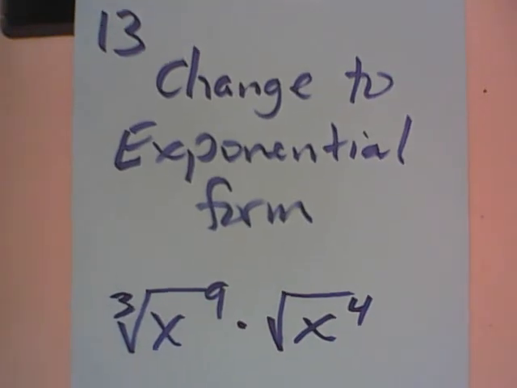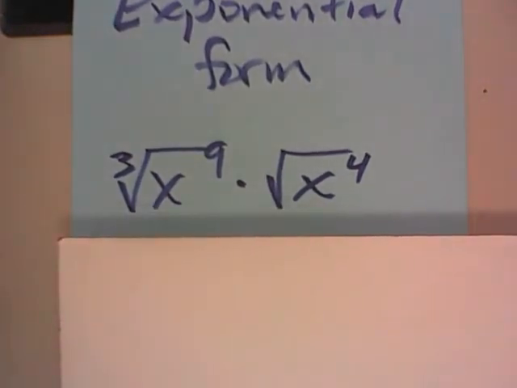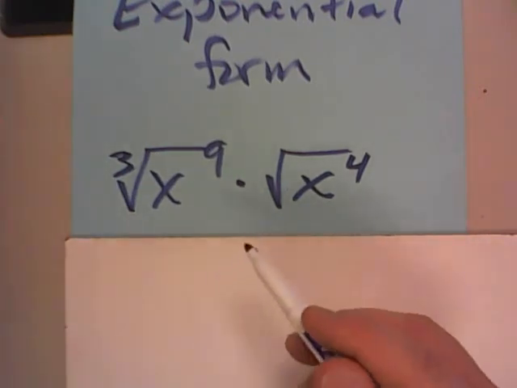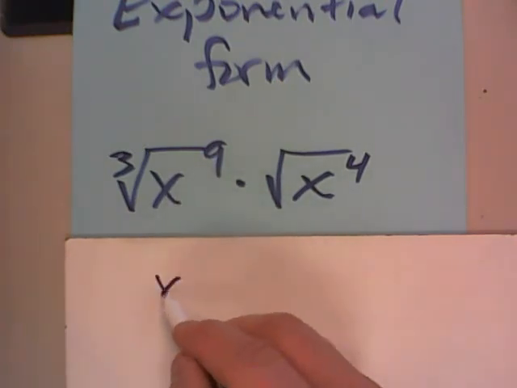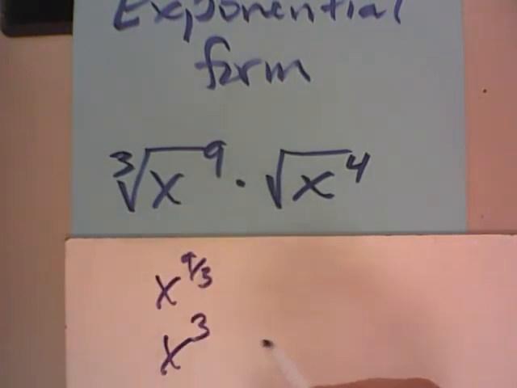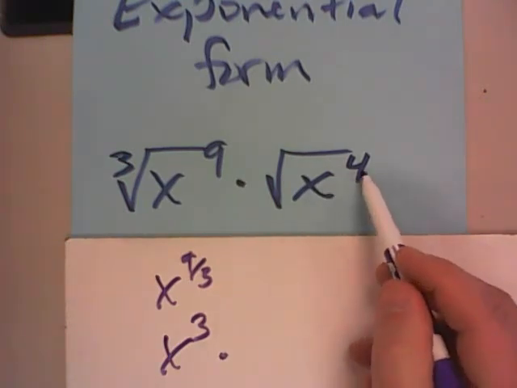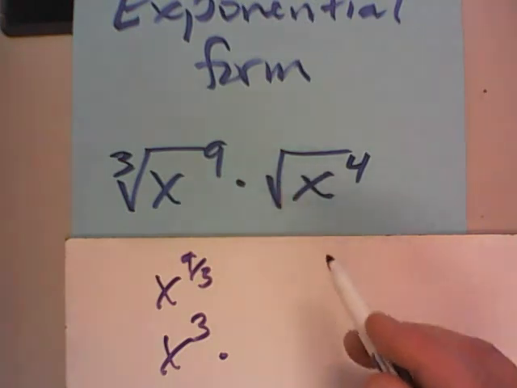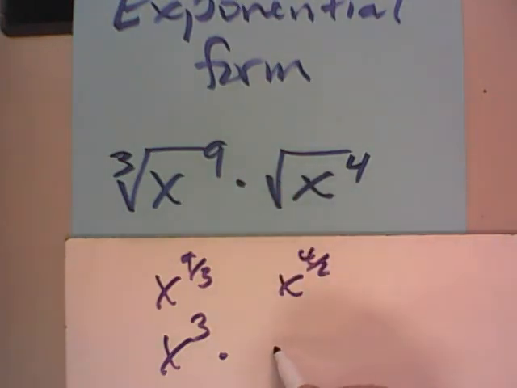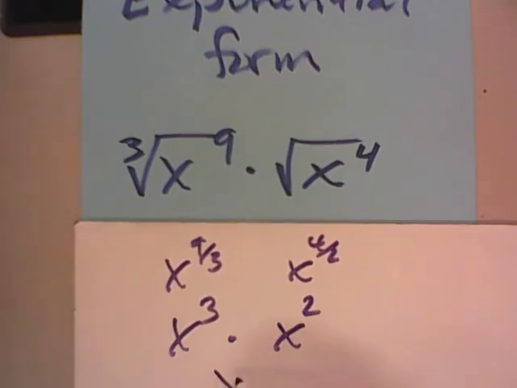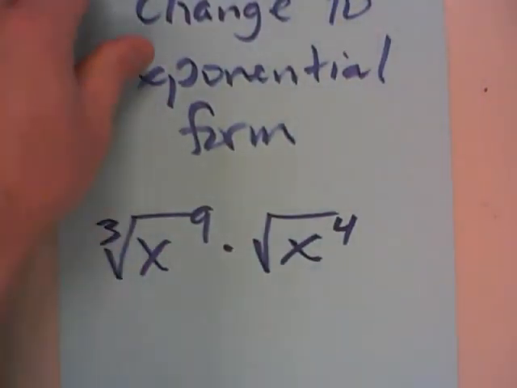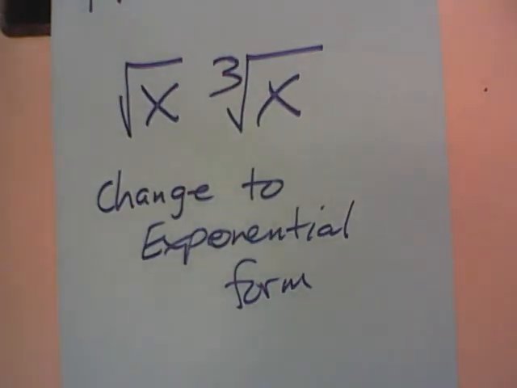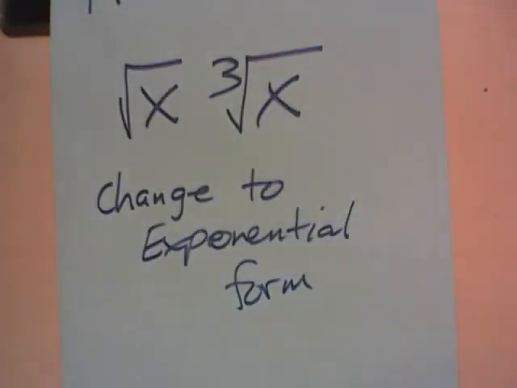Number 13, change to exponential form. And so we haven't really done a whole lot of these in class, but I don't know if they're that difficult either. This one is simply going to be x to the 9 over 3. X to the 9 over 3, which is x to the 3rd. Times, this one is x to the 4 over 2, because that's an understood square root there. X to the 4 over 2 simplifies to x squared. And when I have x to the 3rd times x squared, I add the exponents. That's x to the 5th power. Okay, so that is number 13, and it's x to the 5th power.